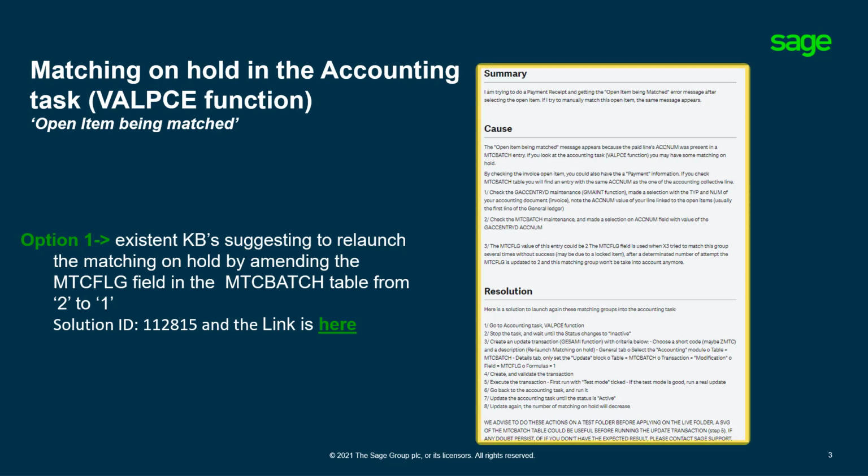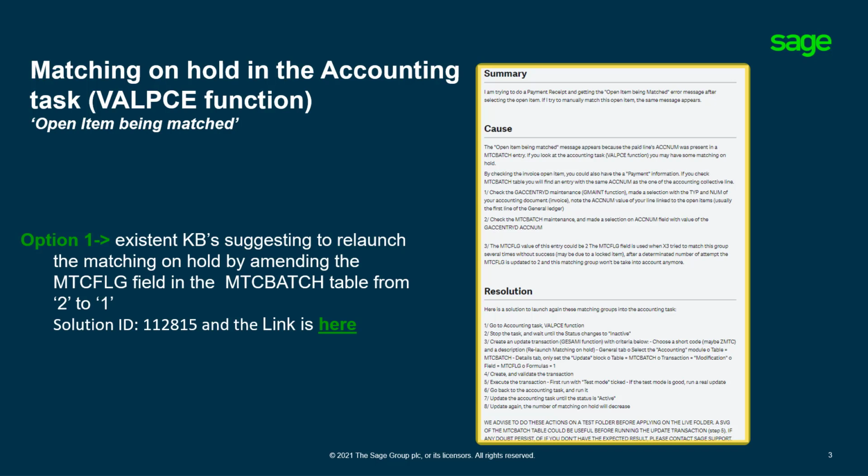The solution consists in amending the MTC FLG flag in MTC batch table from value 2 to value 1 for the affected transactions, which is relaunching the matching on hold process. This might clear down or reduce the number of matching on hold records in the accounting task. The article talks about the cause of the error message as well as the solution to try resolving it, so please refer back to it when necessary.